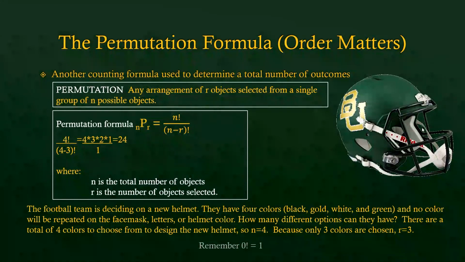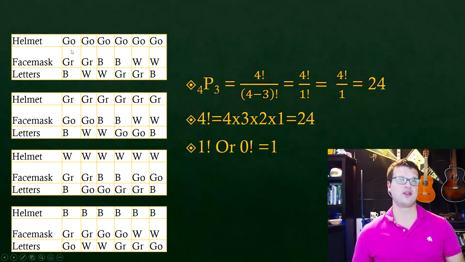You're looking at it and you're thinking to yourself, are there really 24 different helmets that can be made just from those 4 colors? Yes, there are definitely 24 different helmets that can be made just from those 4 colors if you choose 3 colors at a time. And so this is what it would look like.